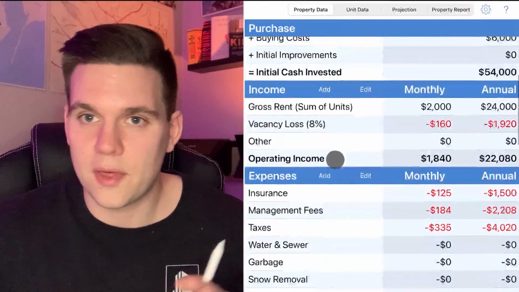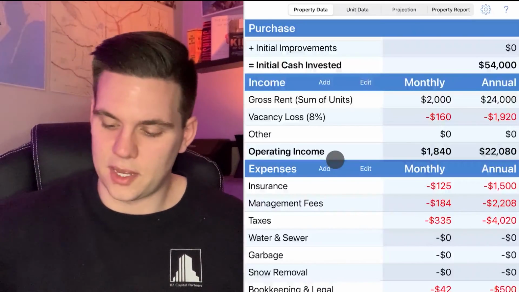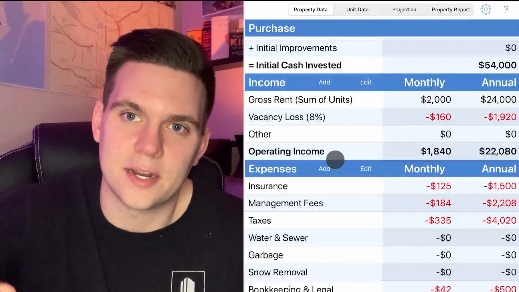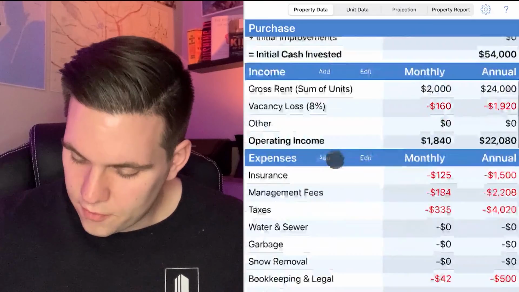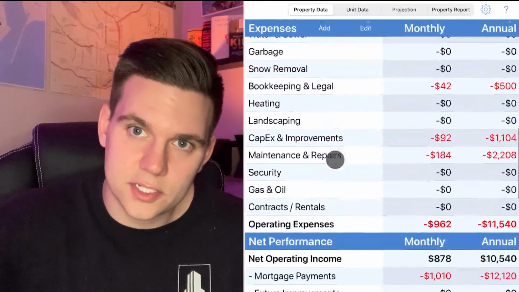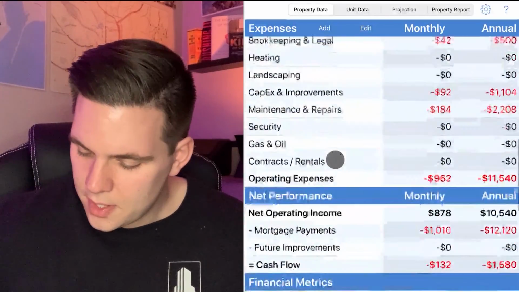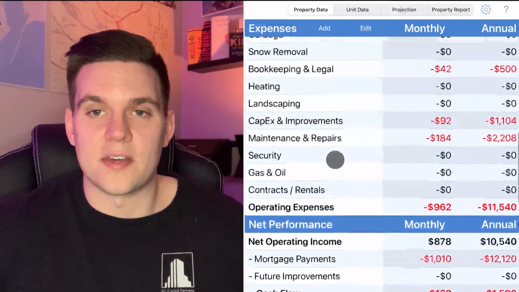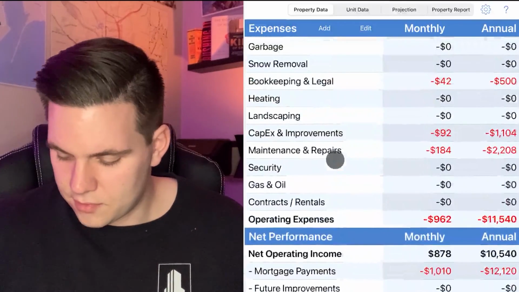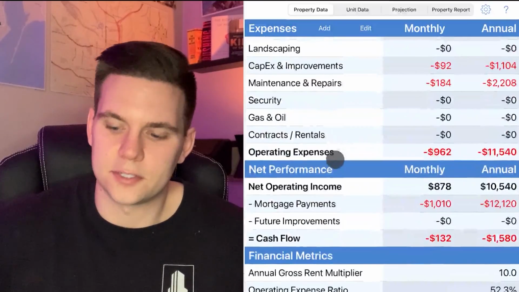So all said and done, with a property that had a purchase price of $240,000, not a 1% rule, the rents were $2,000 a month, so $1,000 a side. After vacancy, it gives us an operating income of $1,840. From there, we subtract all the expenses, which is $962, giving us a net operating income of $878. Subtract the mortgage payment of $1,010, and that gives us a whopping cash flow of negative $132.